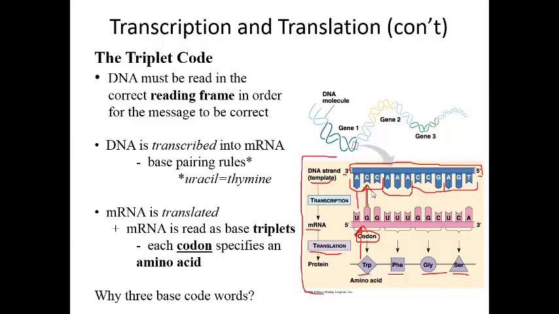So ultimately, protein synthesis begins at the level of the genes. The sequence of nitrogenous bases in the genes determines the sequence of bases in the messenger RNA, which then determines the sequence of amino acids in the protein.